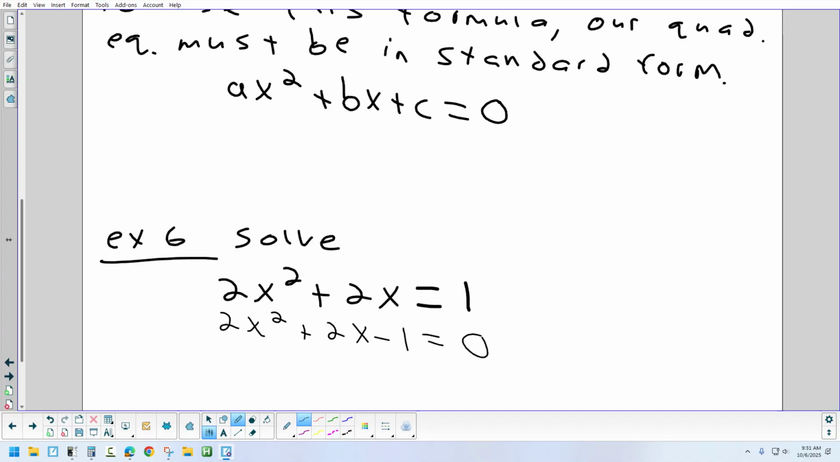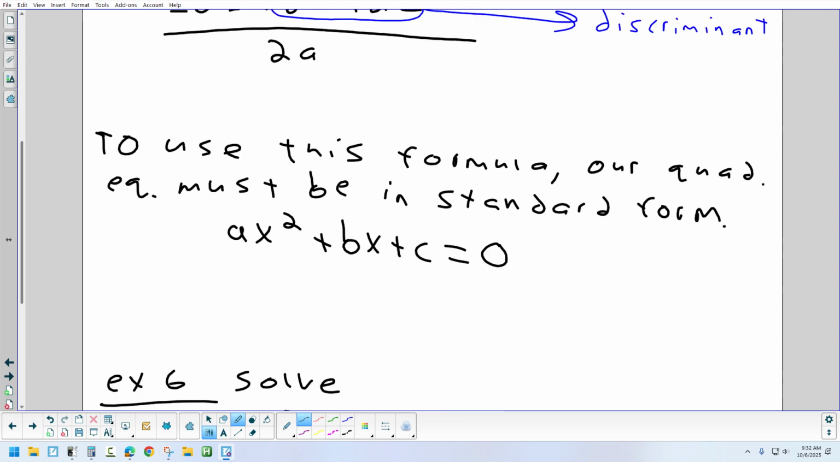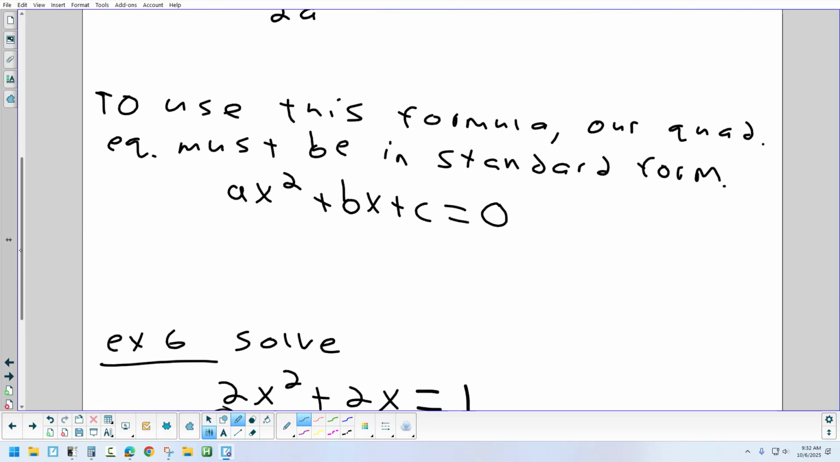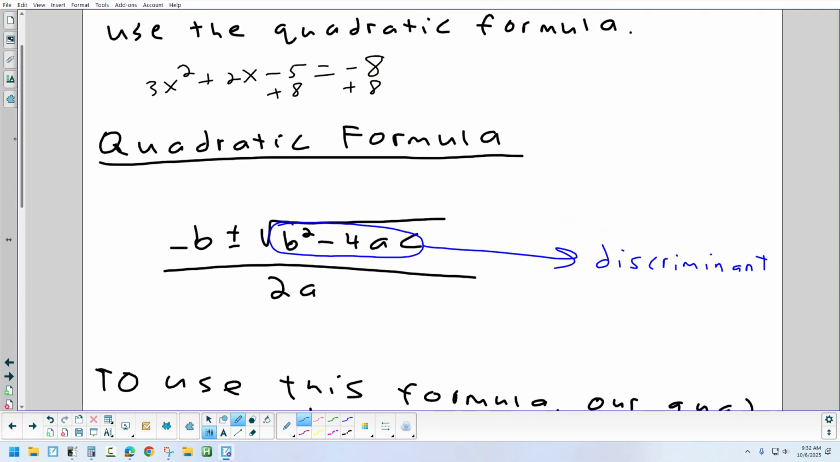Off to the side, let's make sure we identify what these are. You know which one is which. What's A in this case? 2. That's the number in front of x squared. B, it's also 2. Coincidence, so that's the number in front of x. And what about C? -1. So we're going to take those three numbers, and we're going to fill them in for A, B, and C in the formula right up there.